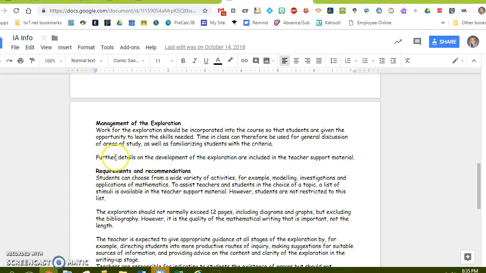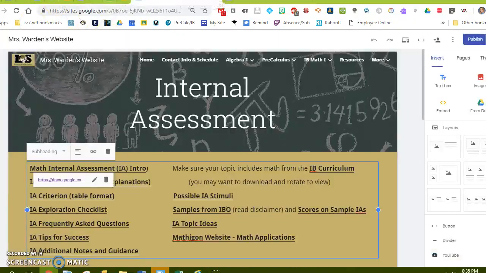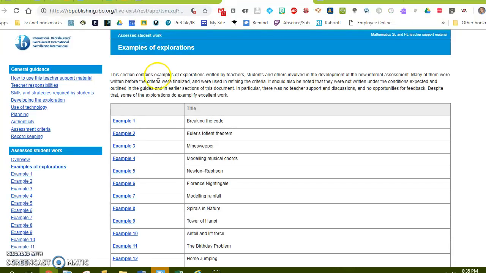It talks about how further details of the development of the exploration are included in the teacher support materials. You guys actually have access to that back in the Schoology folder. If you go back to where we read those IAs, or on my folder, it's going to have the sample IAs. So over here, sample IAs from IBO. Those are the ones that we read the other day. And for some reason, it's still making you click on that, even though I have the direct link.